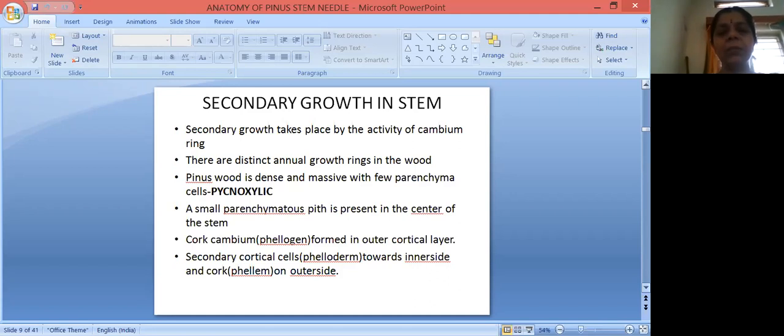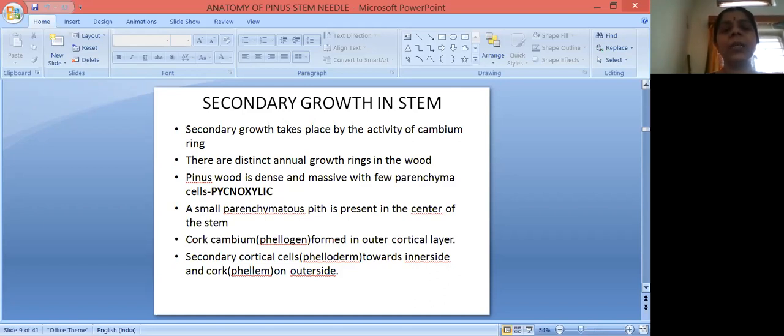Cork cambium is formed instead of the epidermis. In the young Pinus stem, the epidermis is single layered. When it comes to secondary growth, the epidermis becomes multi-layered, known as phellogen, and it leads to the cork. The cork is commercially valuable, used to close glassware, test tubes, and flasks in the laboratory. So cork cambium is phellogen, which is formed in place of the epidermis by secondary growth, present in the outer cortical layer.